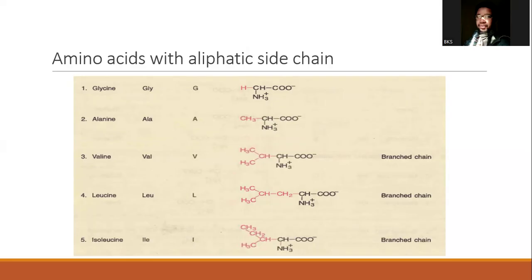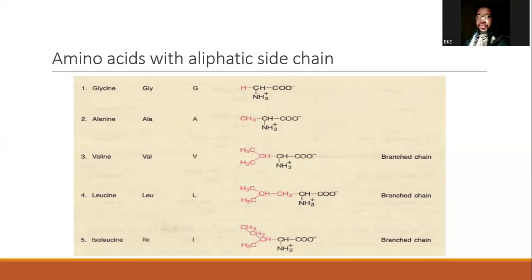While in leucine, attached to the alpha carbon, we have a beta carbon. Attached to the beta carbon, we have a gamma carbon. Attached to the gamma carbon, we have a 2-methyl group in branch format. This is leucine. For isoleucine, attached to the alpha carbon, we have a beta carbon. Attached to the beta carbon, we have in branch a methyl group and an ethyl group.